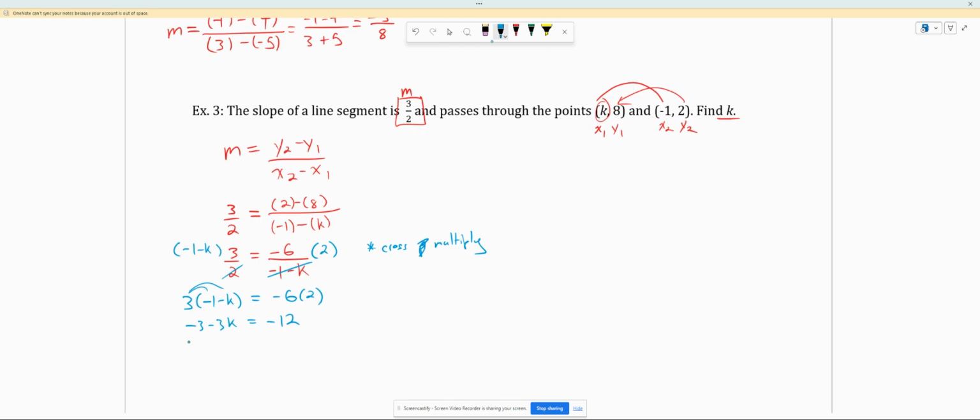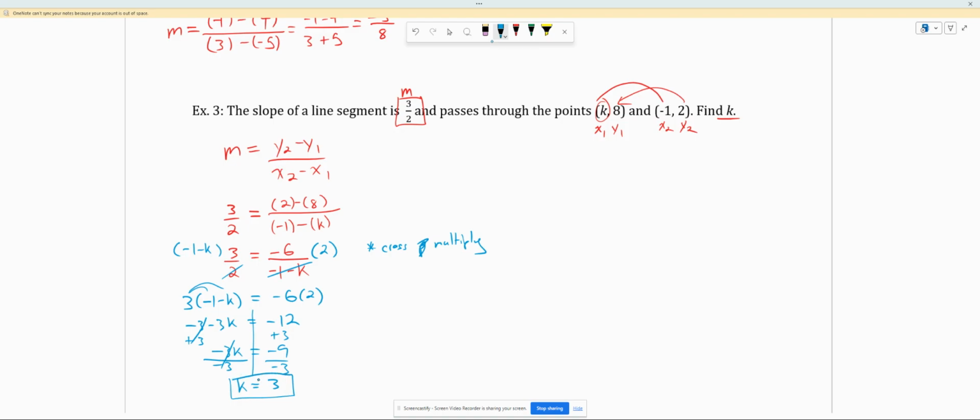So we need to isolate k. We're going to put up a fence here. You've seen this before. We're going to add 3 to both sides. That's going to cancel the minus 3. I'm going to have -3 times k is equal to -9. And now we're going to divide both sides by -3. That's going to leave me with k is equal to +3. So therefore, my k value is +3.